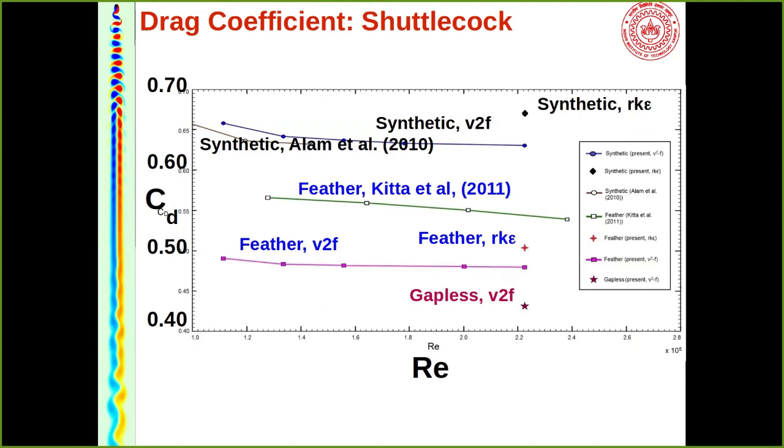If you already make a shuttlecock which has small drag coefficient at low speed, by the time you hit a smash, it's nowhere. So therefore, you design something which has a high drag to begin with, and then slowly the drag will reduce. So it has the highest drag coefficient. This is feather, and this is the gapless.